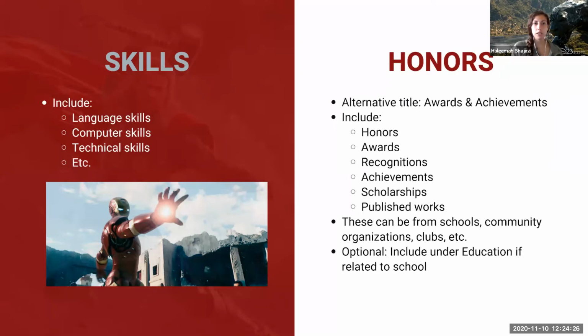Don't include soft skills listed. Soft skills would be something like customer service, leadership, organization. Those should be demonstrated through your experiences. But do include those hard skills. And then you can also have a section for honors and awards that you've received through communities, organizations, clubs. If it is specifically related to education and those are the only awards that you're including, you can include these honors under your education section.